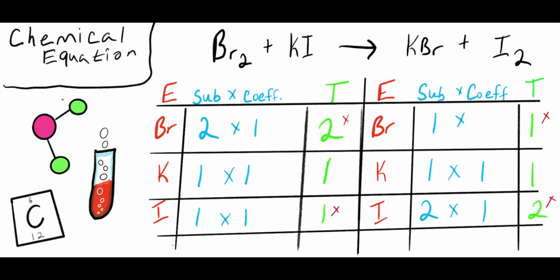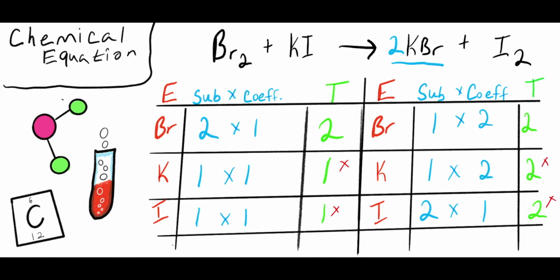So let's start balancing this out with our bromines. In order to get 2 bromines on the product side, we are going to have to add 2 to the coefficient in front of potassium bromide. This gives us a total of 2 bromines on both sides, but it now also changes the number of potassiums on our product side. With a 2 as a coefficient, I know I have a total of 2 potassium atoms on the product side and 1 on the reactant side.